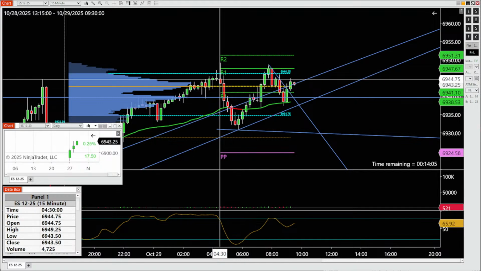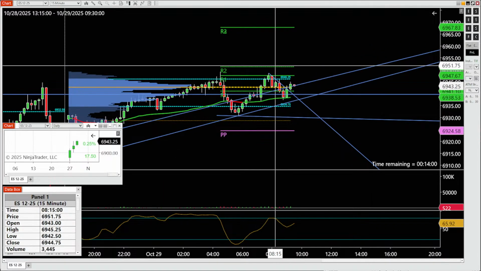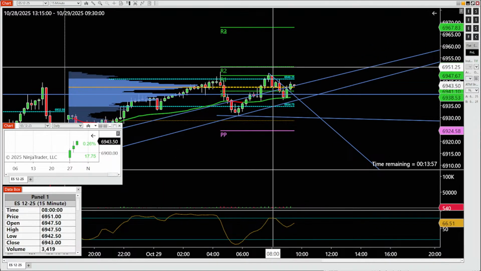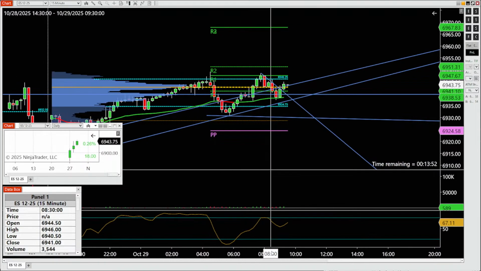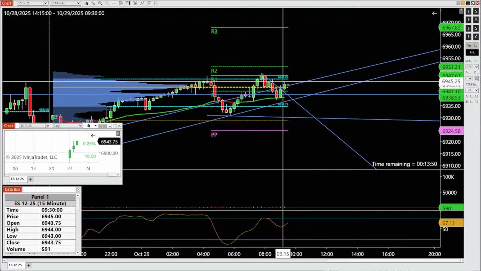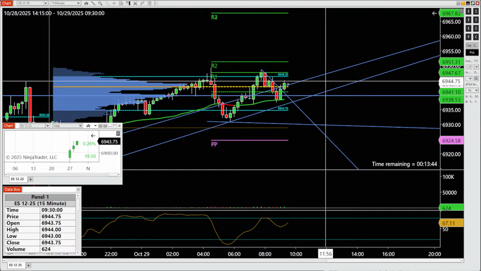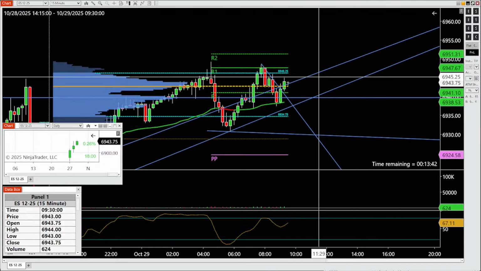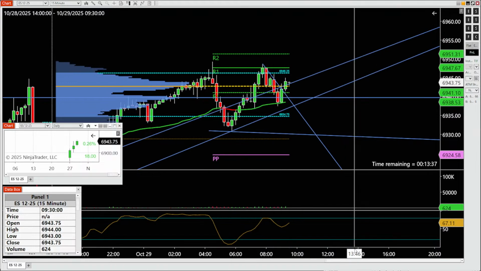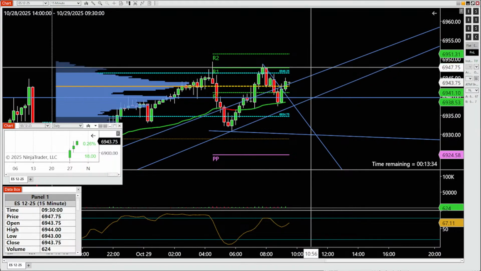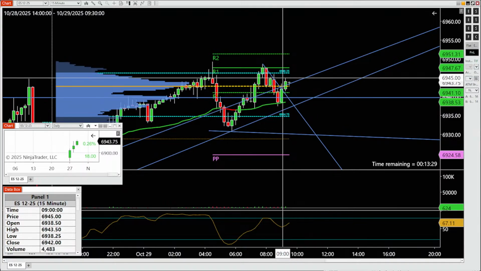We tested 49.25. I want to get above 50. I want to get above this R2, this 50, 51 level. May just go sideways all day because we have the FOMC speaking at 2 o'clock. So that's the second half of the day. We may get some movement closer to that time. But if we do, we'll see.